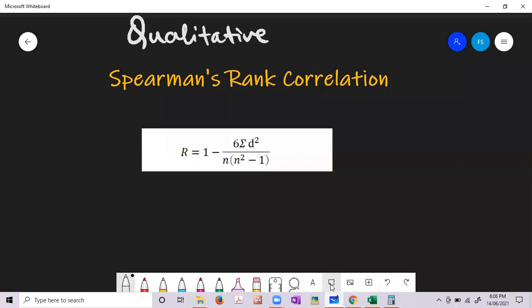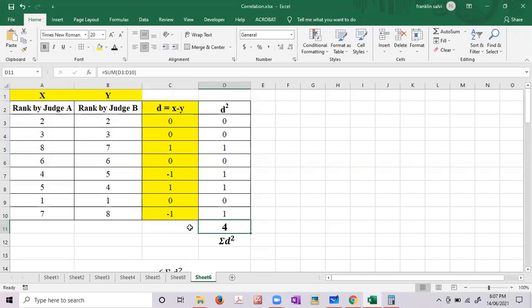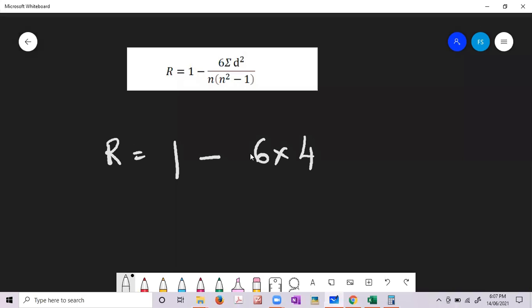Moving to the formula, we now substitute the answers which we've got into the formula. 1 minus 6 into, for us summation D square is 4. Next we require N. N is the number of observations we see. The highest rank is 8. That means there are 8 observations. Since none of the ranks are repeated, N is equal to 8.